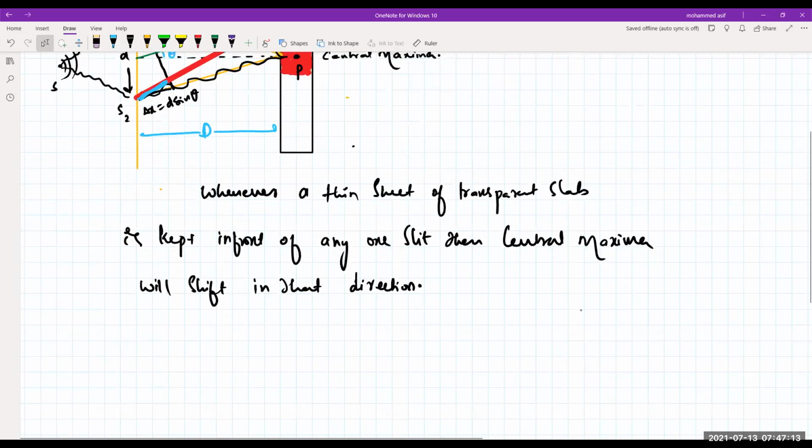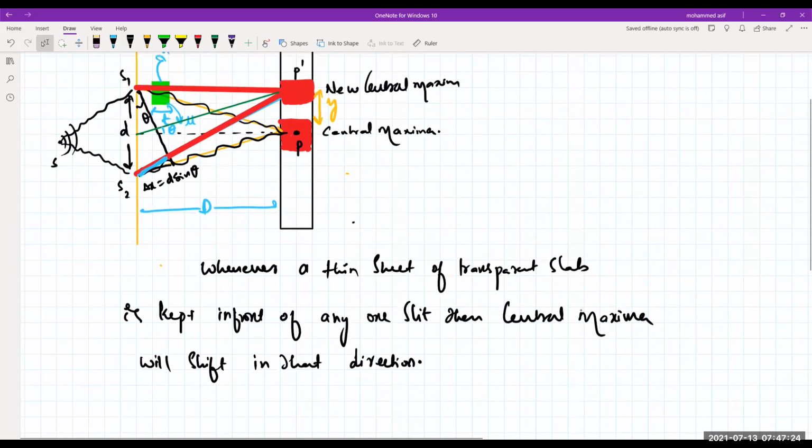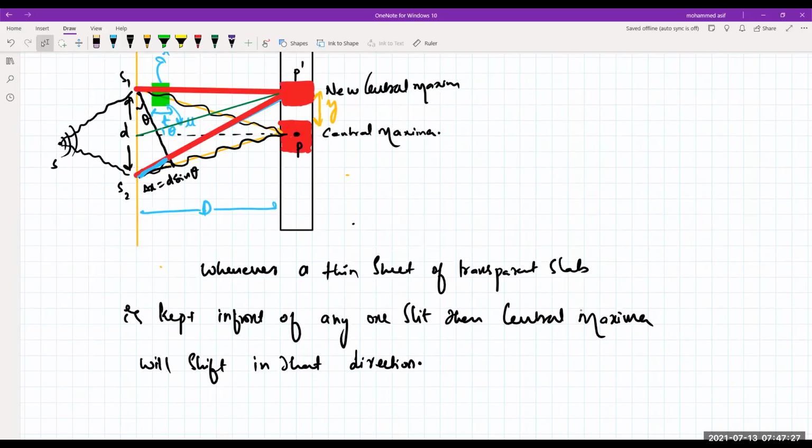Is it clear, beta? Whenever a thin sheet of transparent slab is kept in front of any one of the slits, the central maxima will shift in that direction. That means S2P must travel an extra distance so that it may interact at your point P dash. So what is that extra path difference, beta? That extra path difference must be equal to... How much extra distance does it have to travel, beta? t into mu minus 1, isn't it?